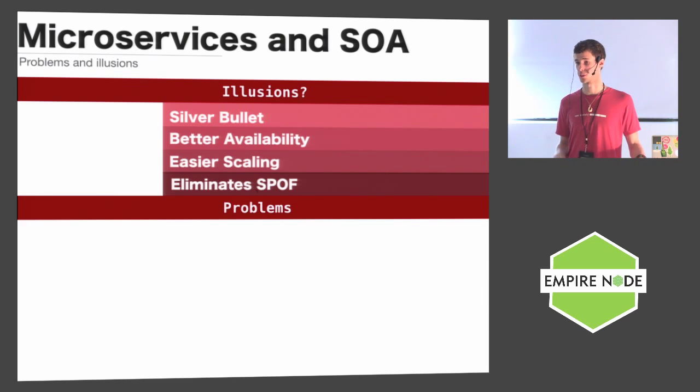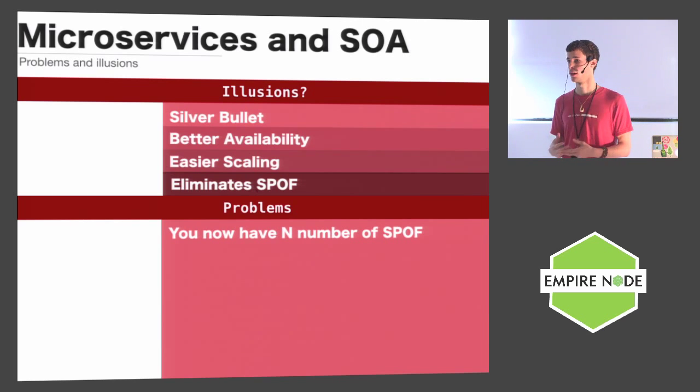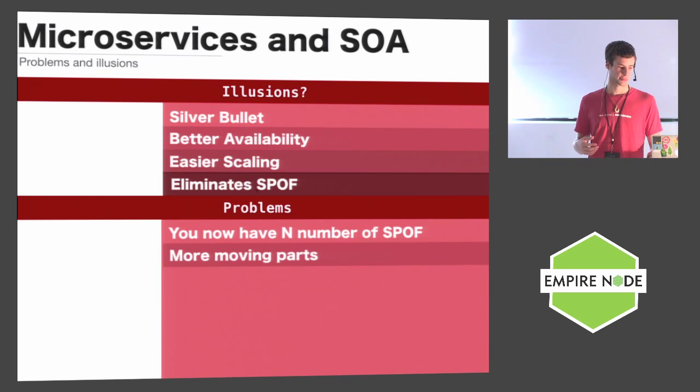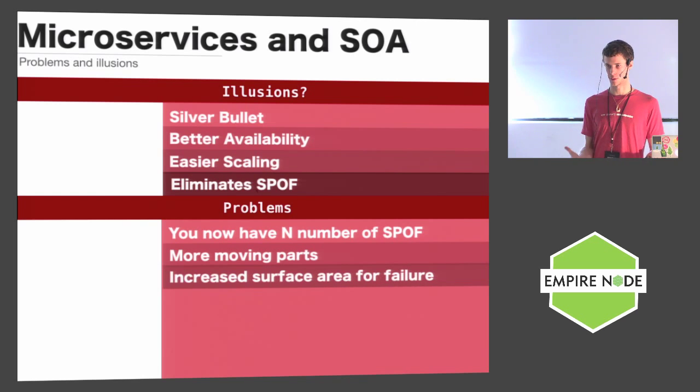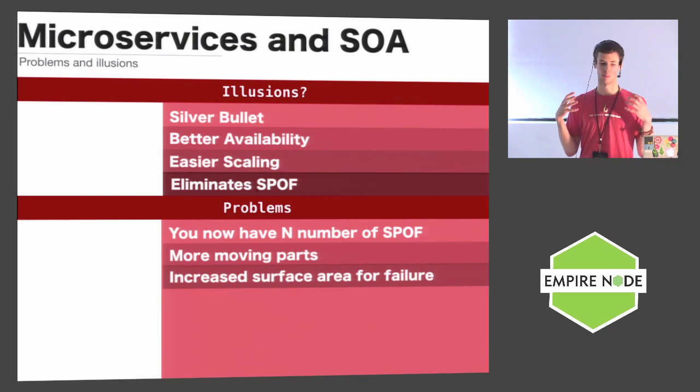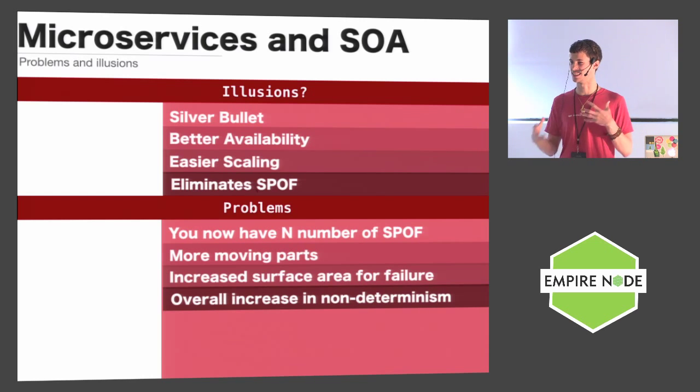And eliminate single points of failure. Well, that's actually one of the first problems: instead of having one single point of failure, now you have an n number of single points of failure. Now there's more moving parts in your system. So with this, we're going to get to one of my favorite words. You have more moving parts, increased surface area of failure, the math around this gets a little complex, and now we run into this non-deterministic idea.